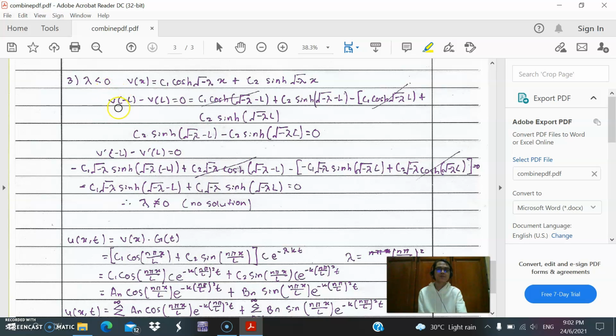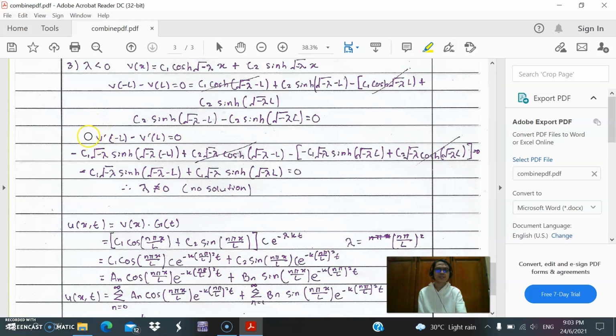So sama juga, kita gantikan x dengan negatif L dan L ke dalam equation ni. So kita akan dapat macam ni mula-mula. Yes, this one. But C1 cos square root negative lambda negative L and C1 cos square root negative lambda L we cancel. And then we get C2 sin negative square root negative lambda negative L minus C2 sin square root negative lambda L equals to 0.